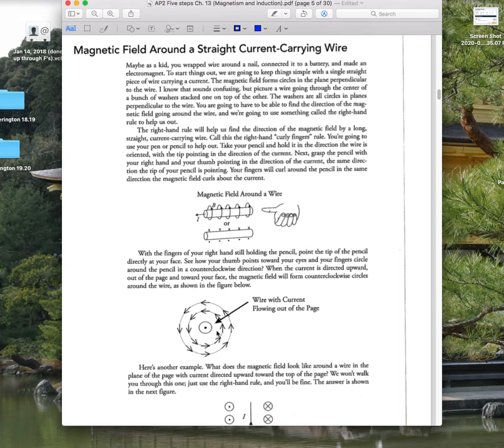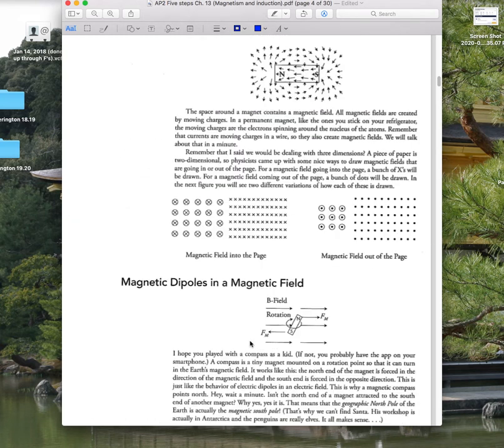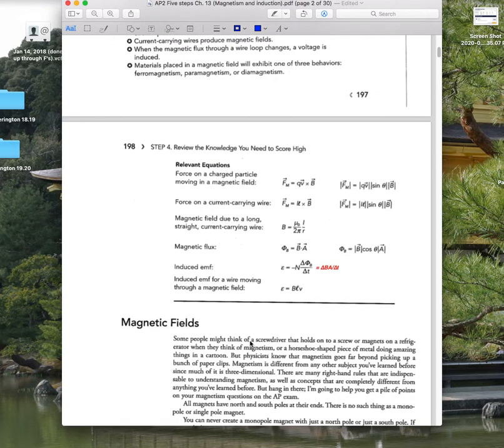It's stronger closer to the wire and weaker further away, according to this formula right here. This is something on your formula sheet. That's vacuum permeability, which is 4 pi times 10 to the negative 7th, which is a little bit weird. Then 2 pi r, and this is the current.